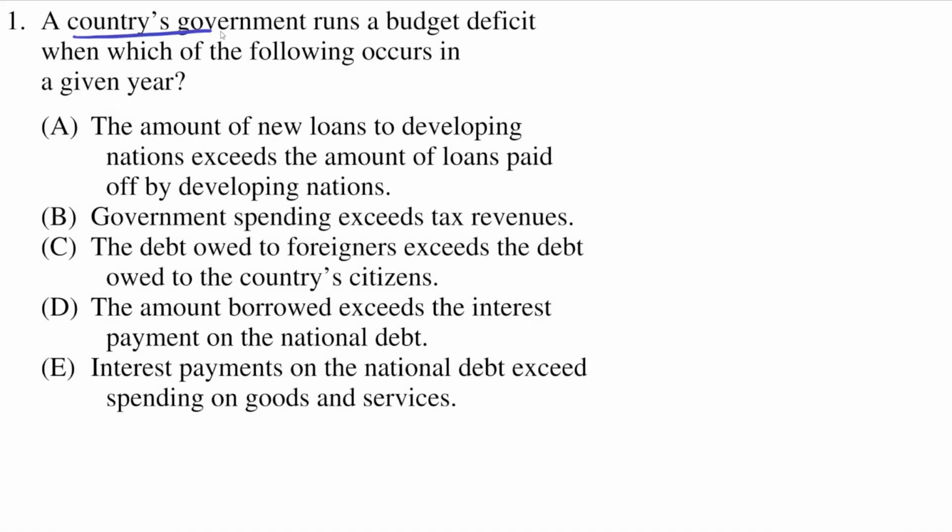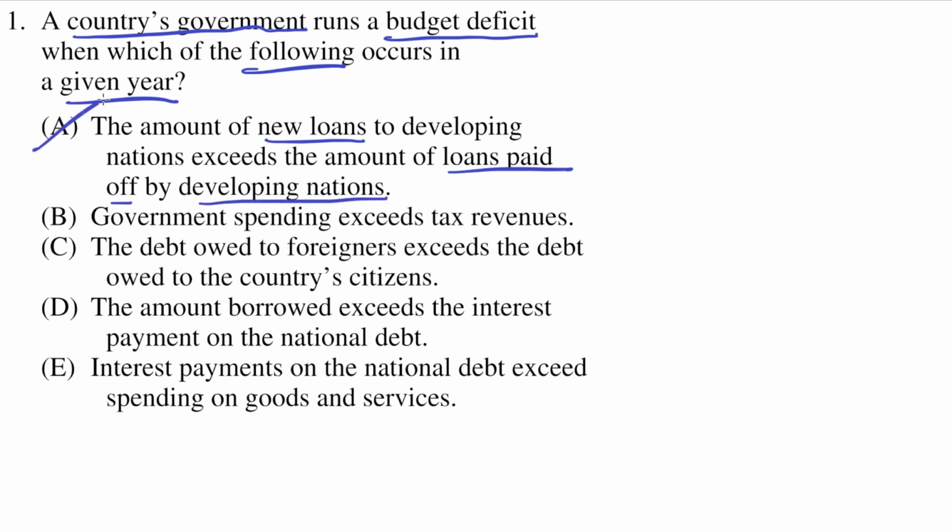A country's government runs a budget deficit when which of the following occurs in a given year? A. The amount of new loans to developing nations exceeds the amount of loans paid off by developing nations.